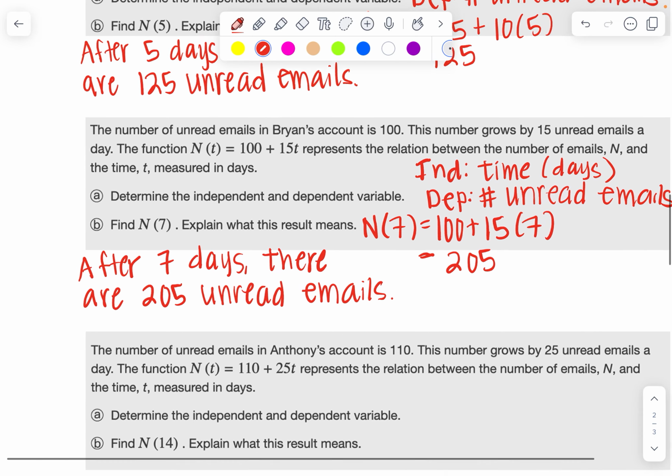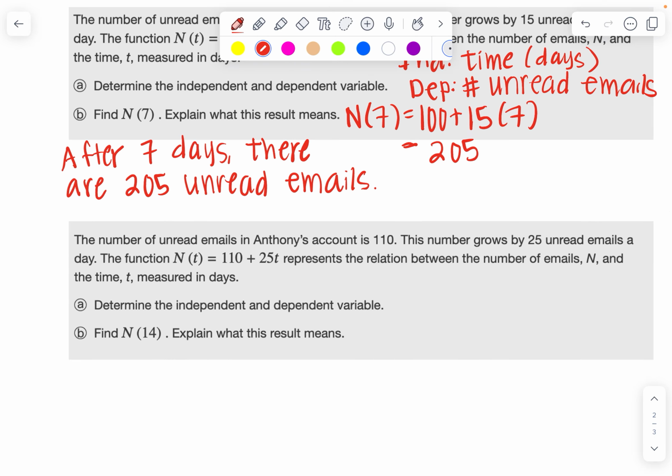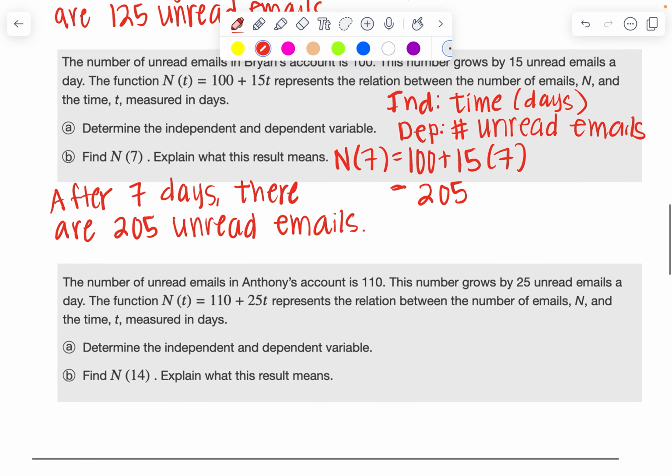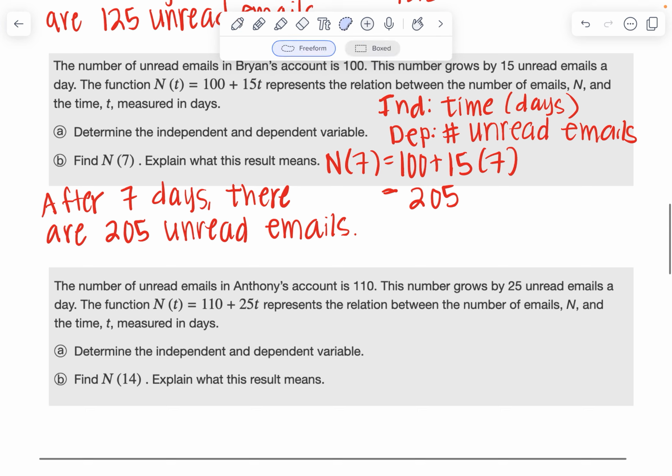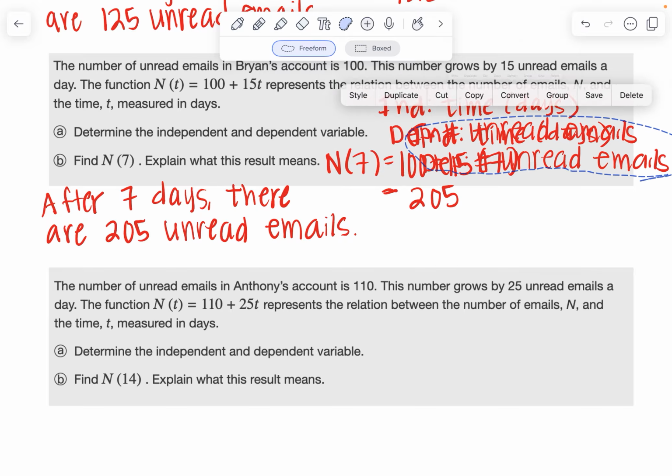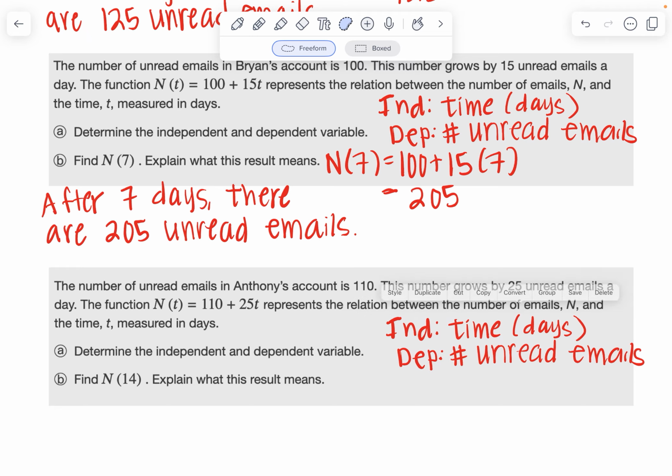Let's look at one more like this. More unread emails. Anthony's account is 110. The number grows by 25 unread emails a day. The function n of t equals 110 plus 25t represents the relation between the number of emails and the time measured in days. Again, our independent and dependent are going to be the same thing because it's the same type of problem.